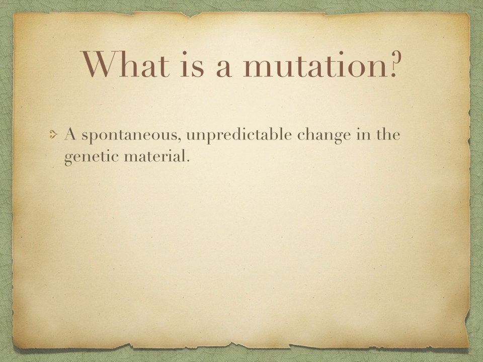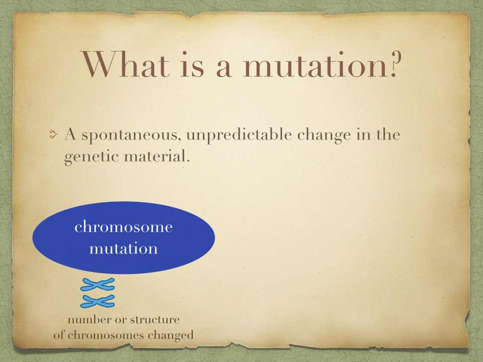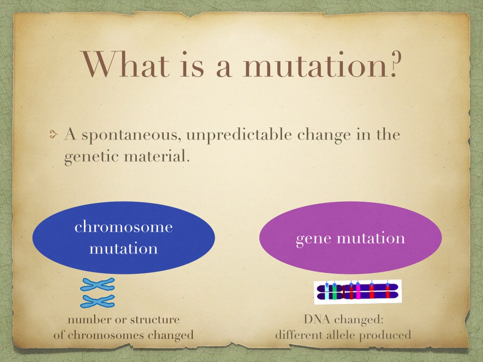So you can get a mutation where the number or the structure of the chromosomes is changed, and this is called a chromosome mutation. It's caused by errors that occur during cell division. If there's a change to the DNA that affects a single locus and produces a different allele of a gene, we call this a gene mutation. So this is when the DNA is changed, so you get a different allele being produced. And it's caused by errors that occur during DNA replication.